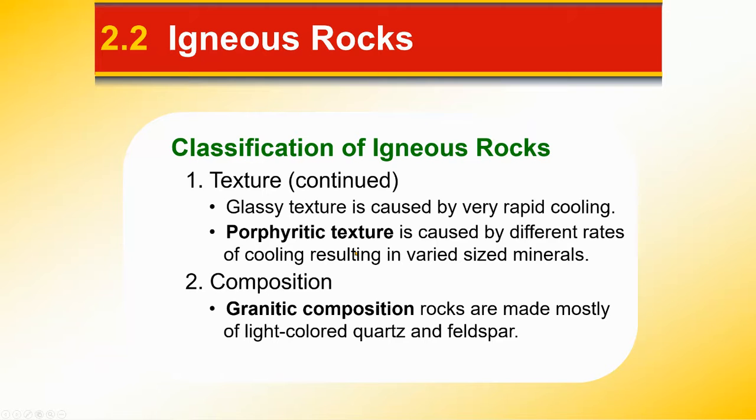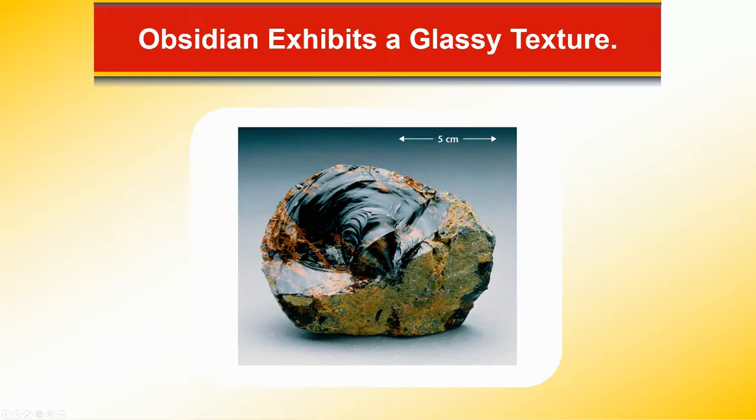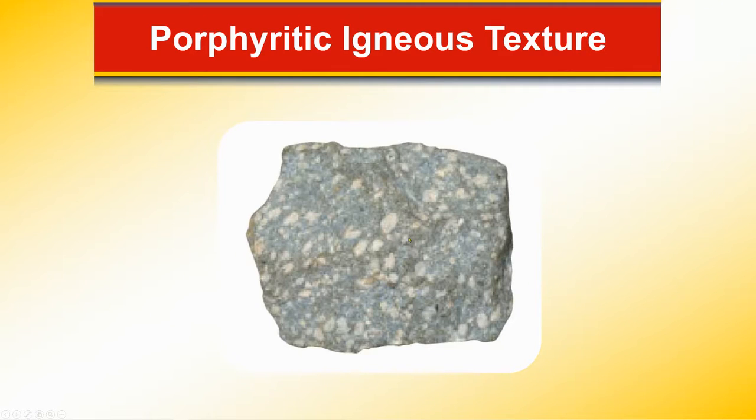Porphyritic texture is caused by different rates of cooling, resulting in varied size minerals. Do I have a porphyritic? I do. Here is porphyritic right here. Look at porphyritic. I have fine grain mixed in with coarse grain. This is porphyritic. It started cooling really slow, and then all of a sudden, boom, it cooled really fast.